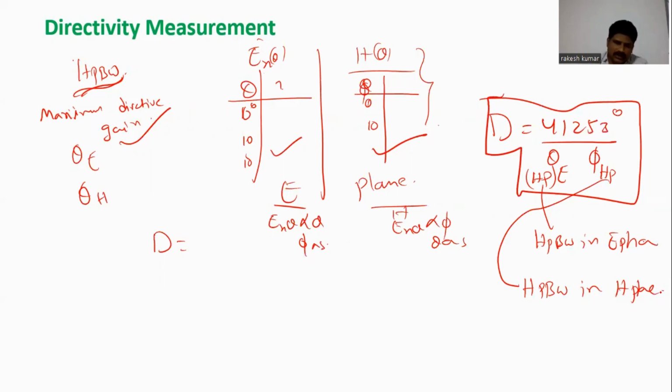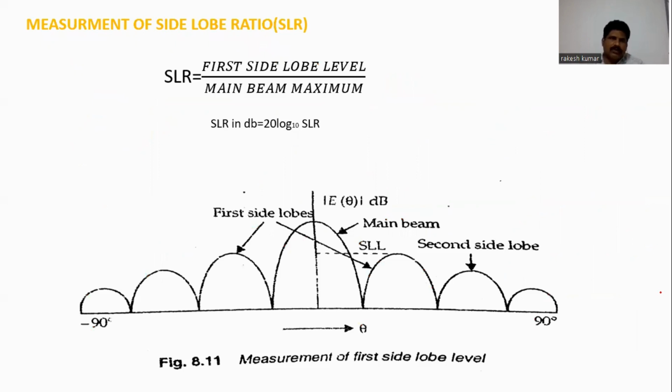So this is the setup. Similarly, we can calculate the side lobe ratio. What is meant by the side lobe level ratio? It is the ratio of the first side lobe level to the main beam maximum. So this is the main beam maximum, and this is the first side lobe level.